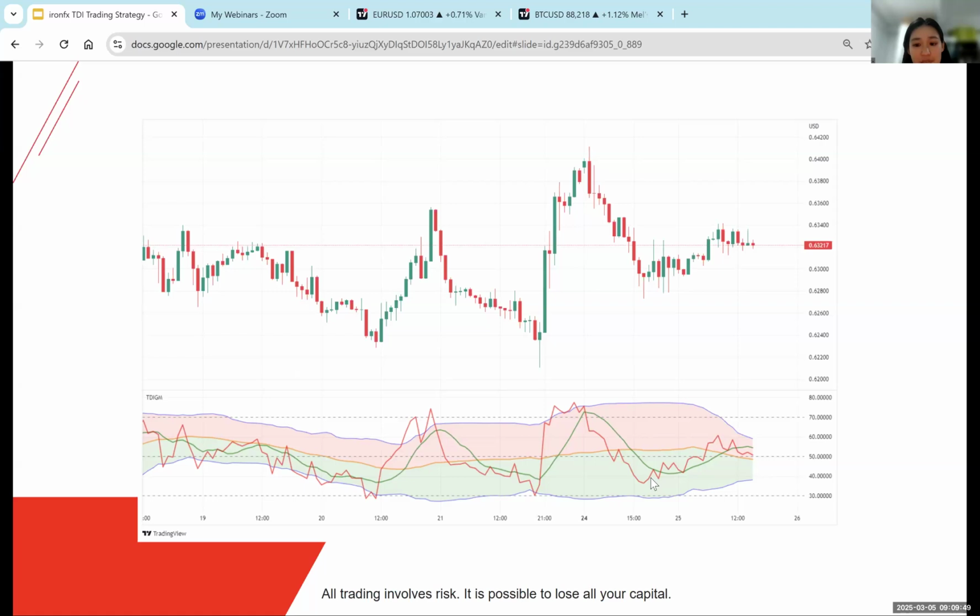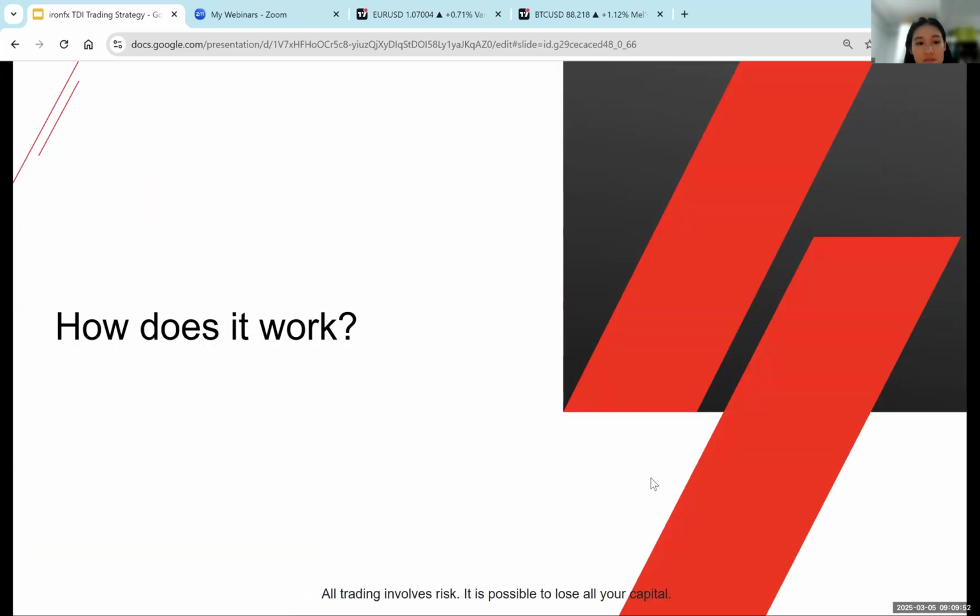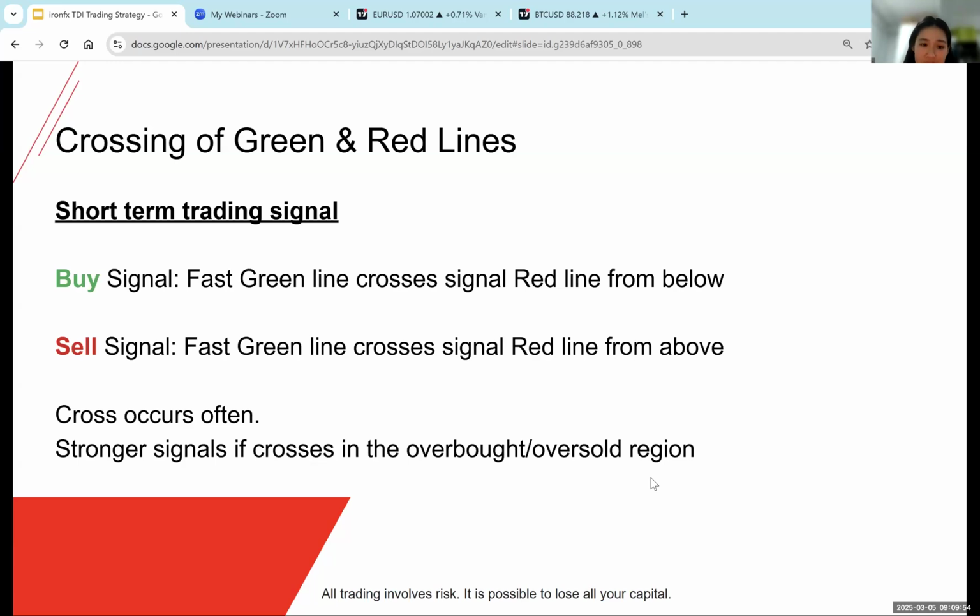So how do we read this? The crossing of the green and red lines is basically a short-term trading signal. Your buy signal occurs when the fast green line crosses your signal red line from below. Your sell signal is when your fast green line crosses the signal red line from above. The cross occurs often, and stronger signals occur if it crosses in the overbought or oversold region.